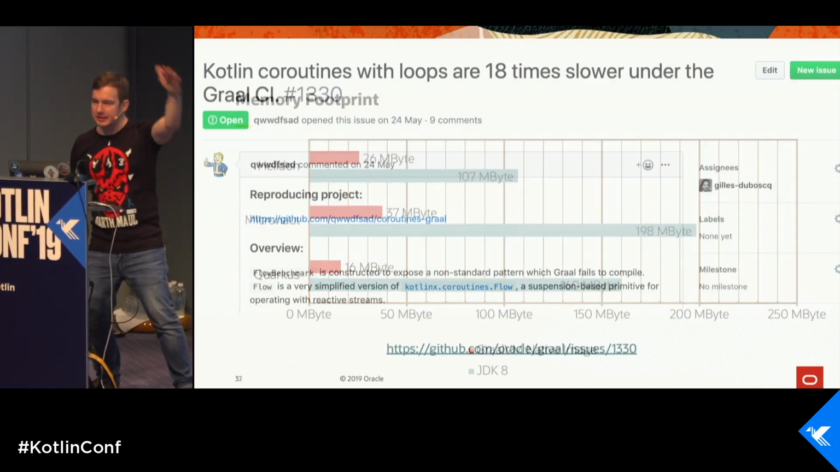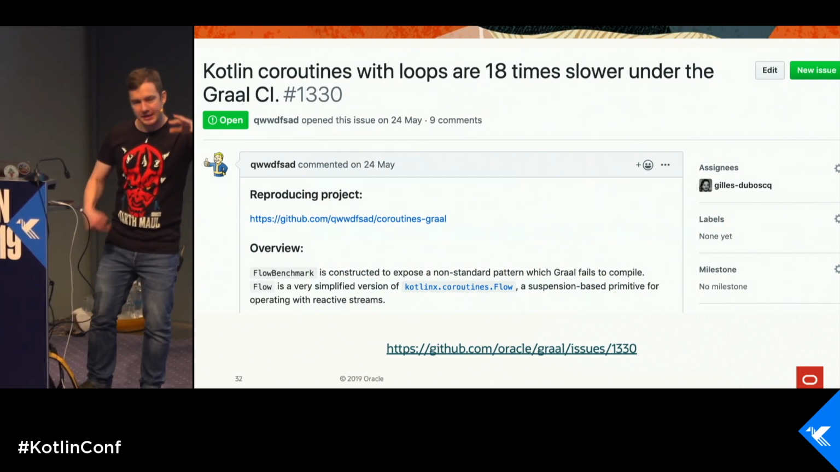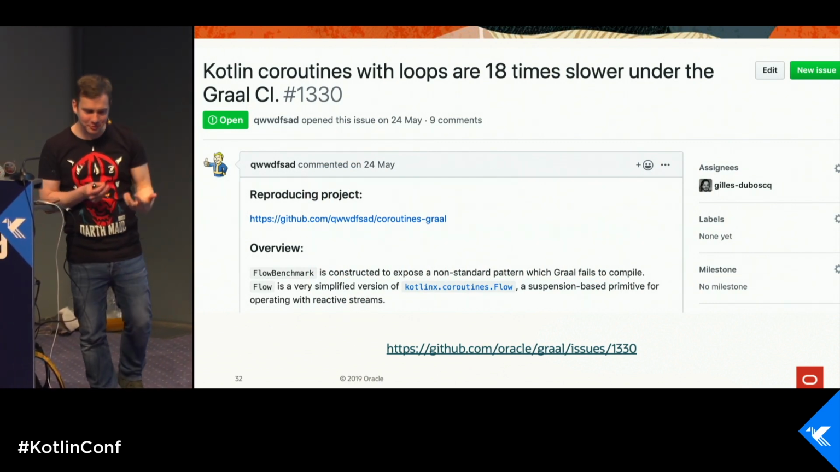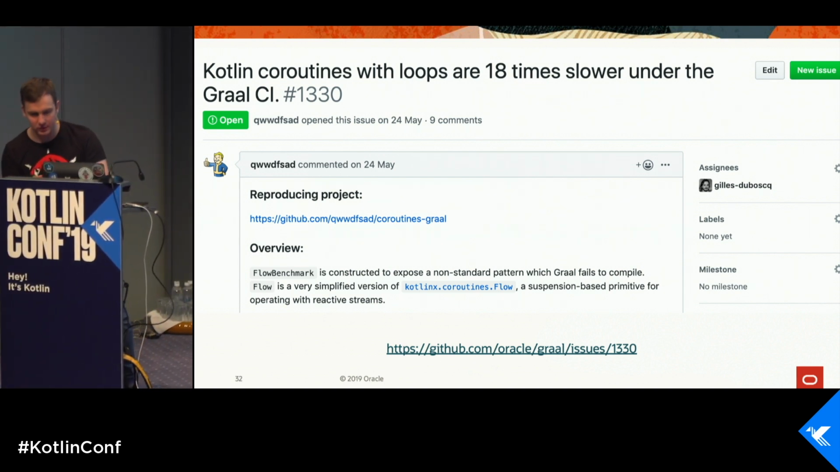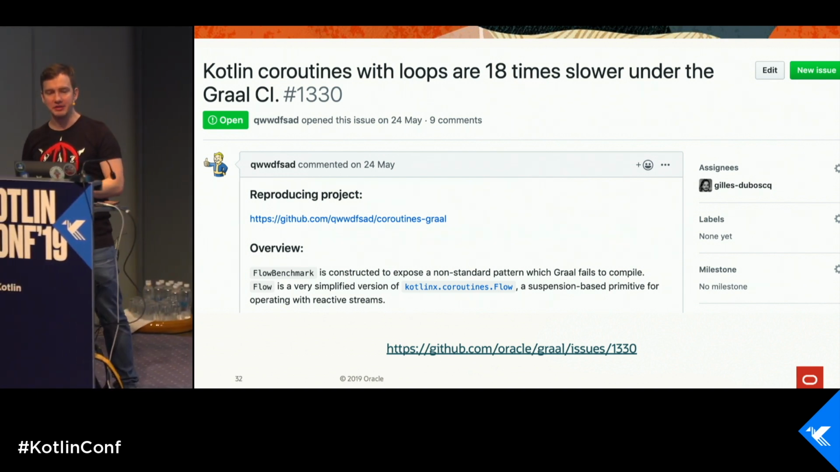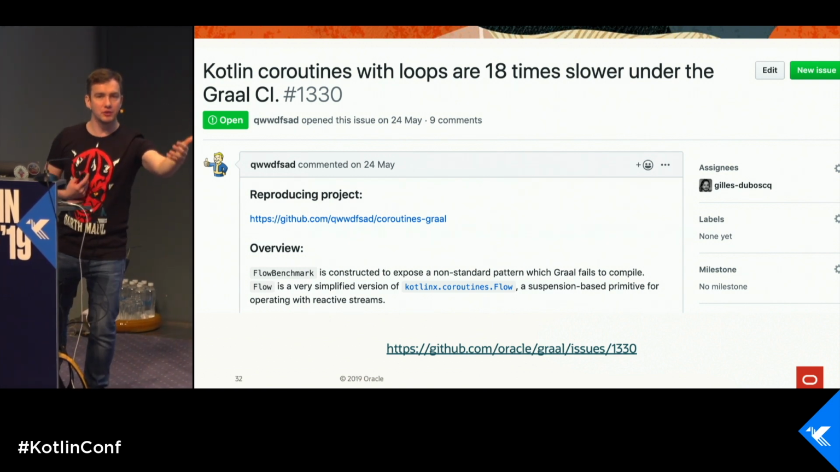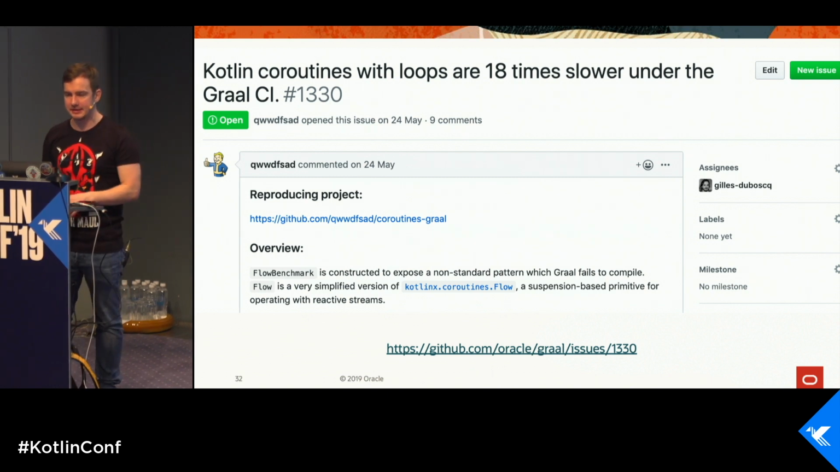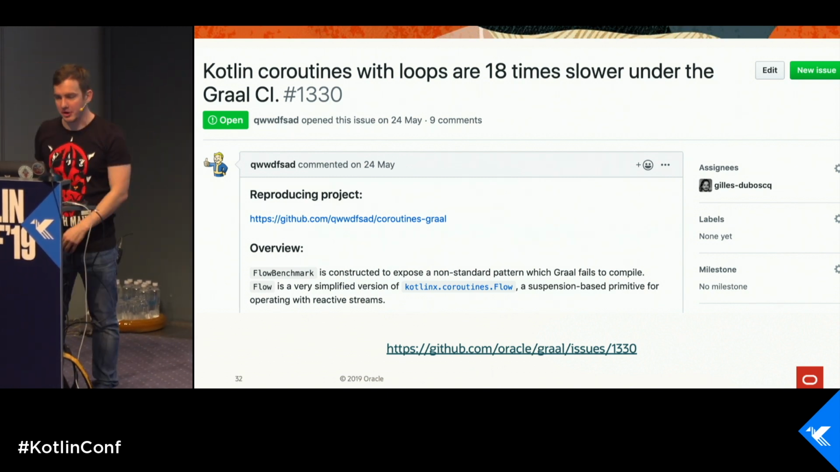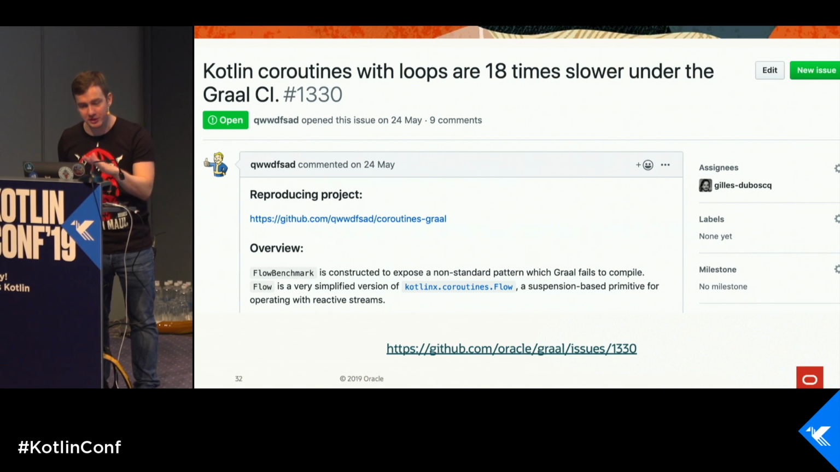And the current thing is that there is currently an issue with Kotlin coroutines with loops inside them. The GraalVM compiler cannot represent them well on the internal data structure level. So currently it kind of is slow in the JIT mode. And currently it just bails completely in the ahead of time compilation mode. But we're going to work on that.